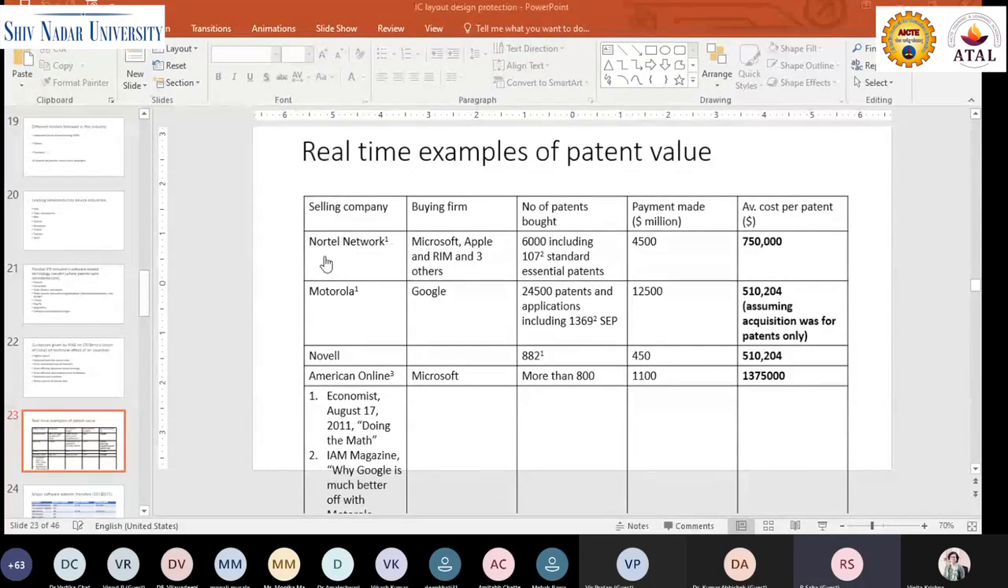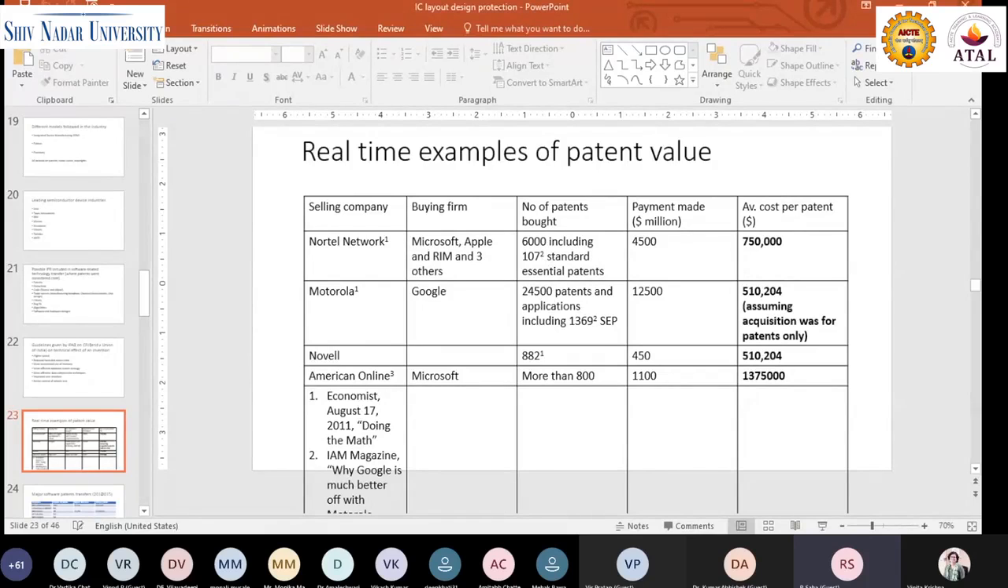Now, Nortel Networks sold their patents to Microsoft and Apple, and this was a consortium. There were 6,000 patents which were sold for 4,500 million. On average, each patent was valued at $7,550,000. And these patents also included standard essential patents. We'll come to that a little later.